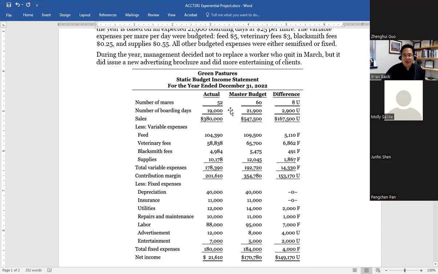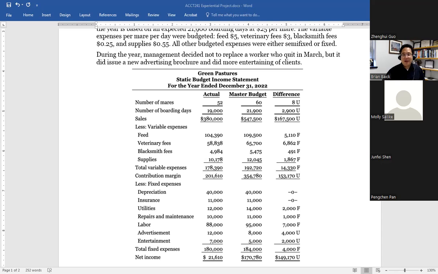Can anybody tell me what's wrong with just comparing the master static budget against the actual? I mean, I don't see any problem, do you? Maybe there is a problem. Can somebody type in the chat what the problem is? Why can't I just compare the master budget, this is called the static budget, against the actual results? Because it's not the same number of horses.